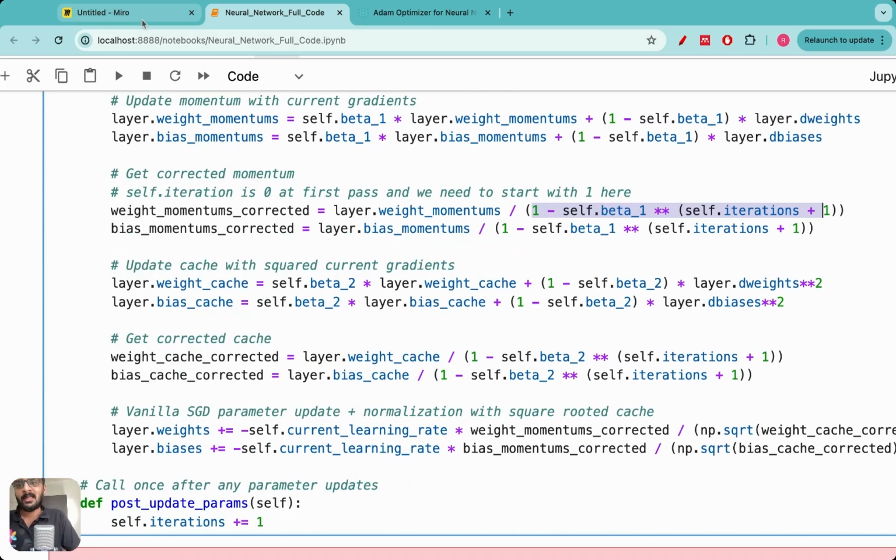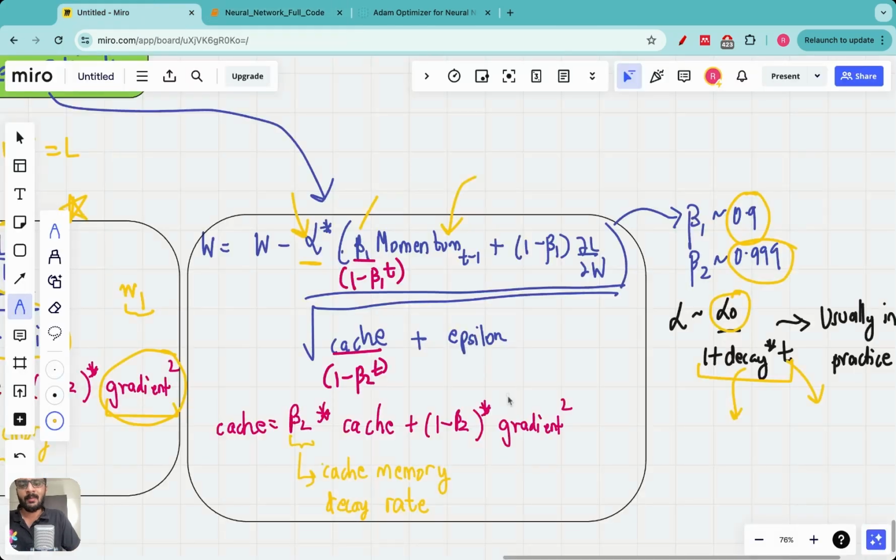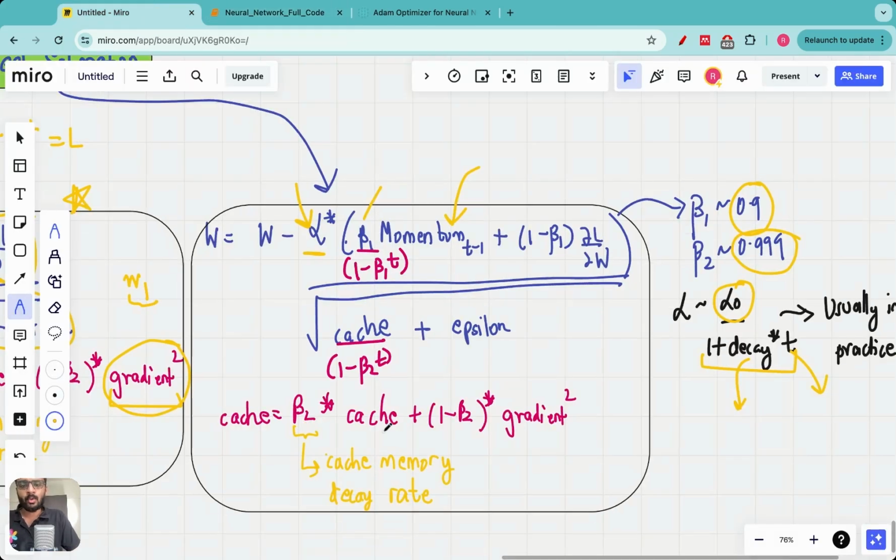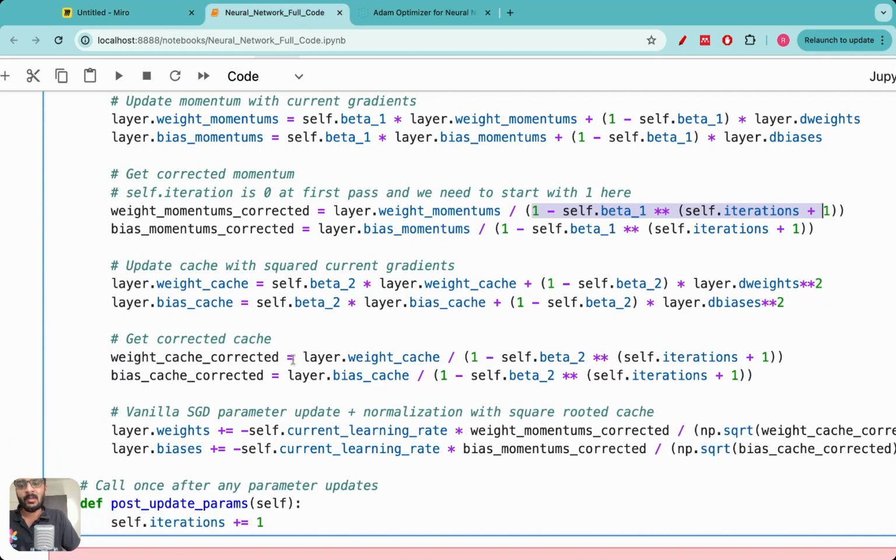Similarly, when we update, the cache needs to be updated based on this rule: beta 2 into the previous cache plus 1 minus beta 2 into current gradient square. So when we update the cache, it will look like this: beta 2 into the previous cache plus 1 minus beta 2 into the current gradient square. And this will be the same for the weight cache as well as the bias cache.